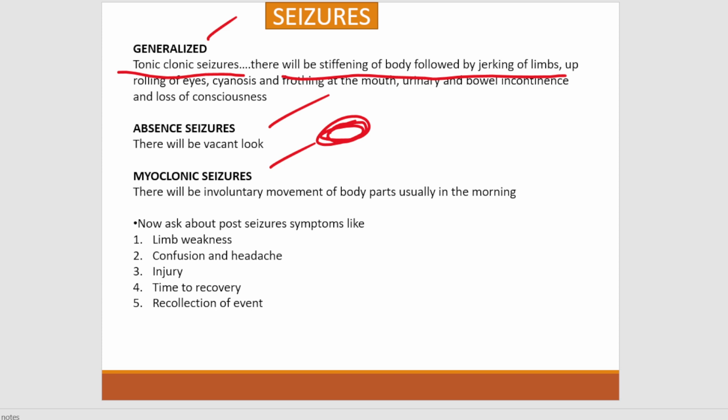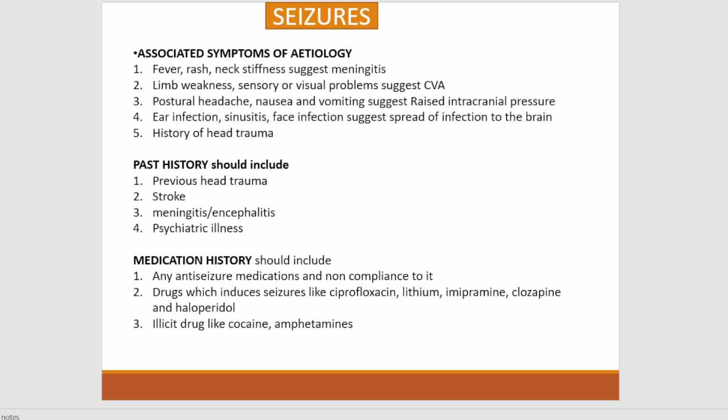So once we have identified that the seizure is coming from a particular area, in case of partial seizure, then we'll proceed to what happens after the seizure, whether the patient has any limpness after the seizure, is confused, has a headache, or has an injury. We'll ask about the time to recovery, complete recovery, and recollection of the events.